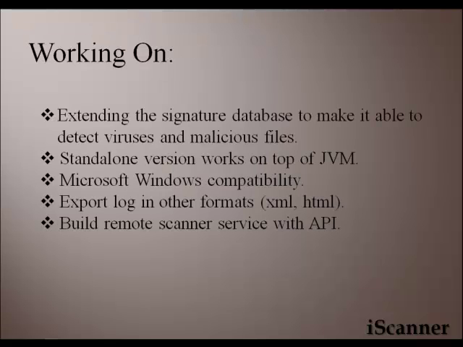iSecurity is working on improving iScanner. For instance, extending the signature database to detect viruses and malicious files. They also want to create a standalone version that works on top of a JVM. They want to make it Windows compatible, and right now the log file that is generated is in text format. They want to be able to export the log file into other formats such as XML and HTML. They also want to build a remote scanner service with an API.